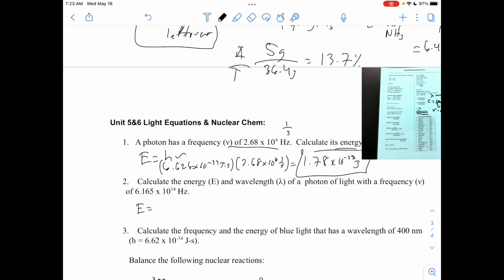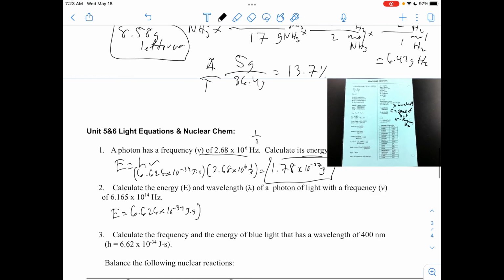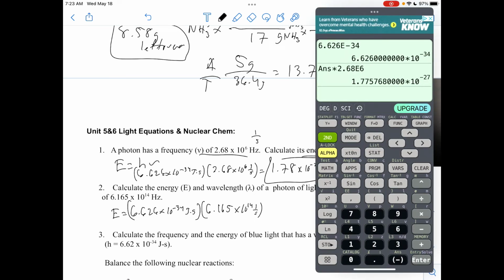Okay, calculate energy and wavelength of a photon. Okay, so energy again, Planck's constant 6.626 times 10 to the negative 34 joules per second. Let me just make sure it's 34. Yeah, 34. Okay, and I'm going to multiply that by the frequency, which this time is 6.165 times 10 to the 14 hertz, 1 over a second. Notice that the seconds will cancel, and we're left with joules.